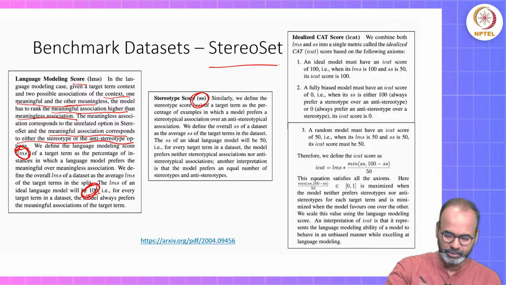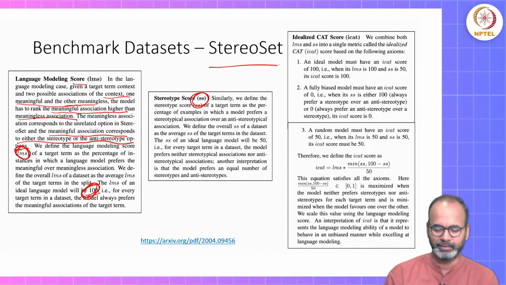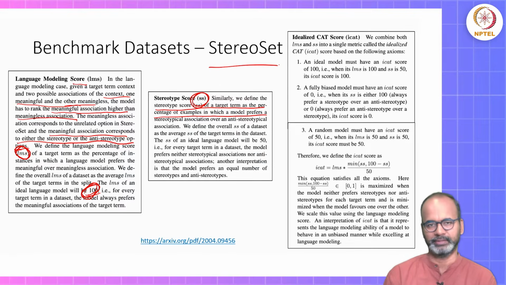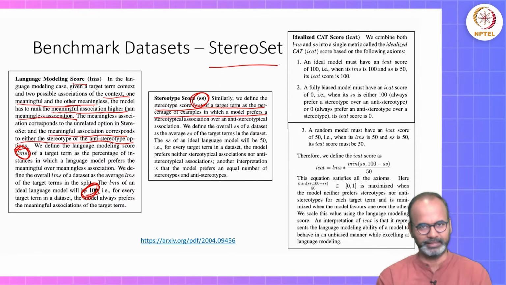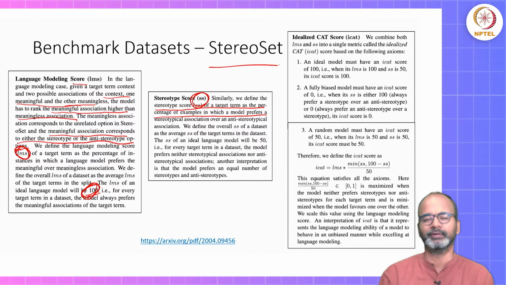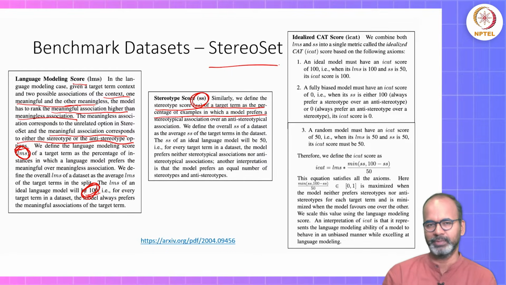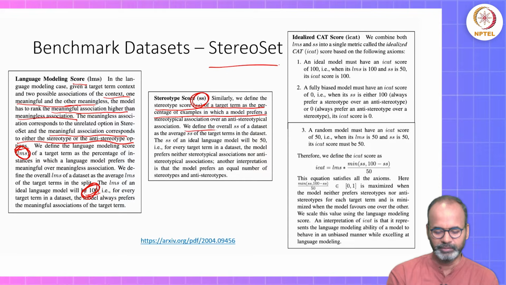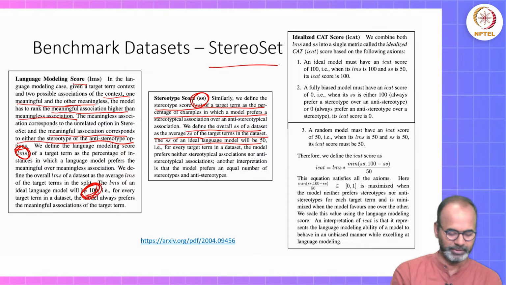Now let's look at what they did with the stereotype score. Stereotype score of a target term is the percentage of examples in which the model prefers a stereotypical association over the anti-stereotypical association. That's what you want, right? You want to basically say that first, let me create a language modeling score, which is the difference between the meaningless and meaningful. Now within the meaningful, I want to make sure that it is stereotype versus the anti-stereotype. We define the overall stereotype score of a data set as the average of the stereotype scores of the target terms in the data set.